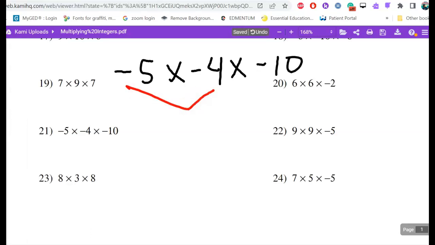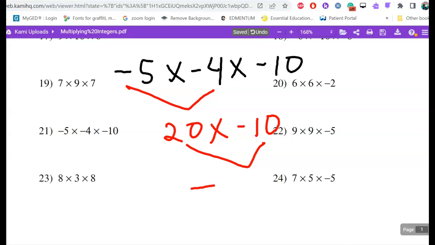Okay, so first thing I have is negative 5 times negative 4. Well, a negative times a negative is a positive. 5 times 4 is 20. So far I got positive 20. I bring down the rest. I have 20 times negative 10. Positive times negative, I know my answer is negative. 20 times 10, 200. Final answer for that, negative 200.